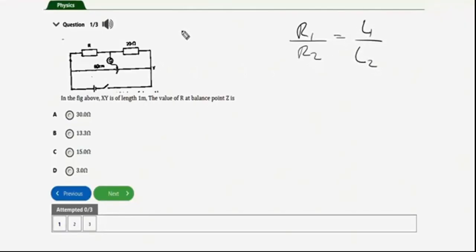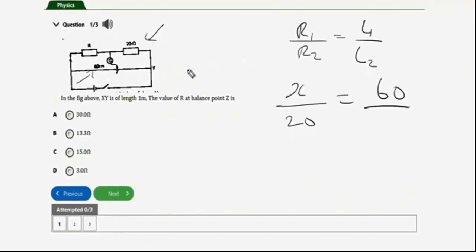L2. In this question, R1 is what we are looking for, the value of R at the balance point Z. So let's call this unknown x, over R2, which is 20 ohms. That's this 20 here. Equals, now our L1 is 60 cm, the value here at the left.